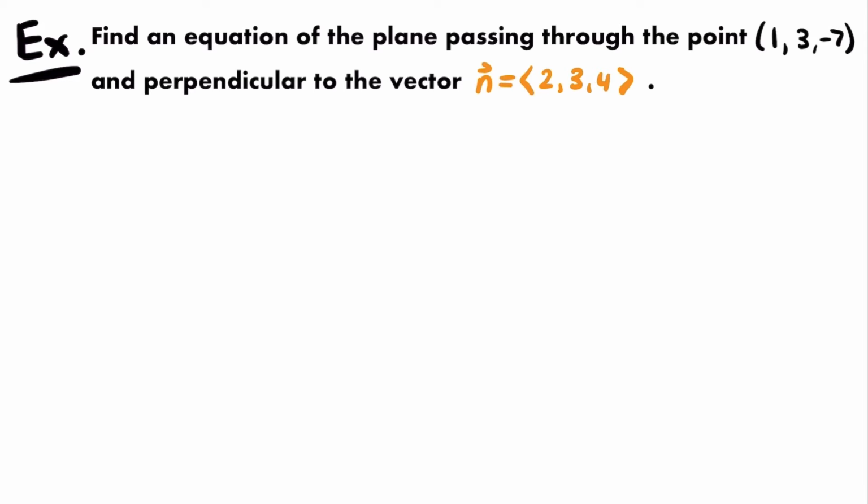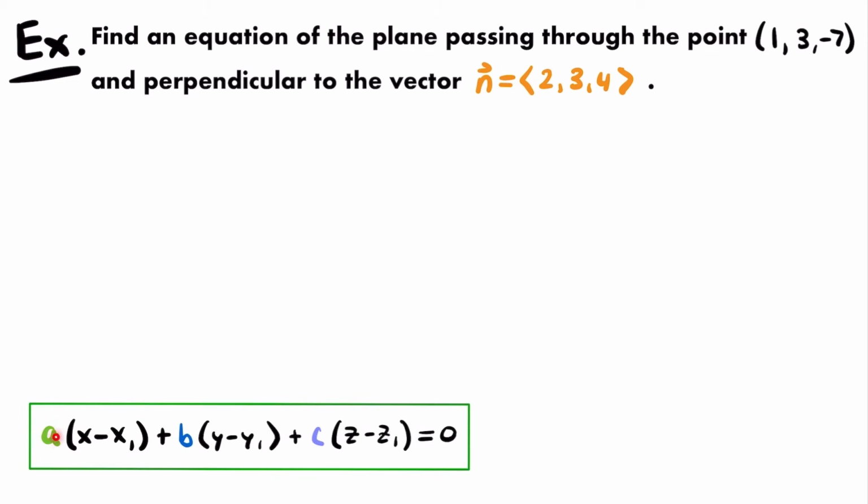All right, and so in this example, we have been given both things that we need to find the equation of a plane. In order to set up that equation, it's helpful to know the standard form of the equation of a plane in 3D space. It looks like this: a times (x minus x1) plus b times (y minus y1) plus c times (z minus z1) equals 0. Now the values a, b, and c are the components of the normal vector, or the vector that's perpendicular to the plane, and the values x1, y1, and z1 are the coordinates of the point in that plane.